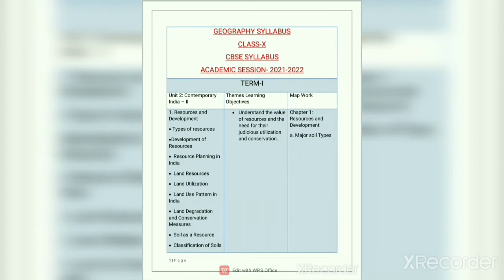This is the syllabus of geography that we are going to discuss now. This syllabus is meant for class 10 for the academic session 2021 to 2022. In term 1, you have the following chapters. First chapter that you have in term 1 is resources and development.